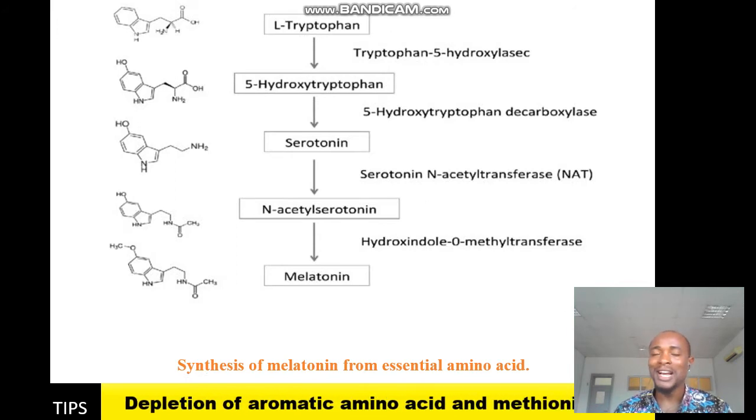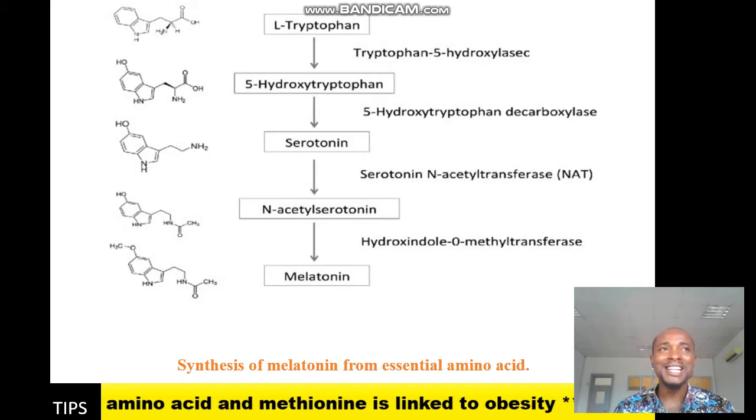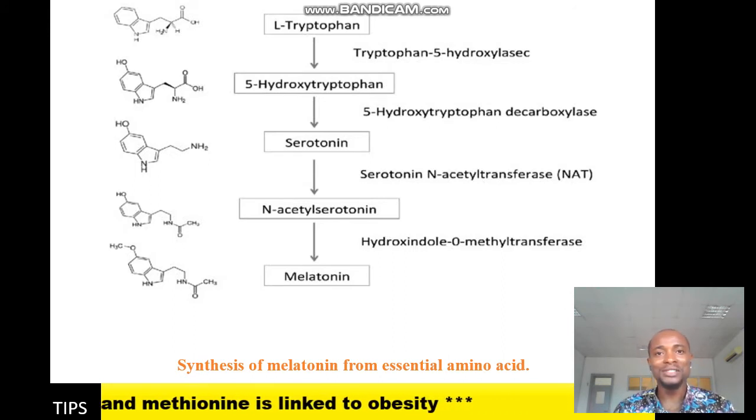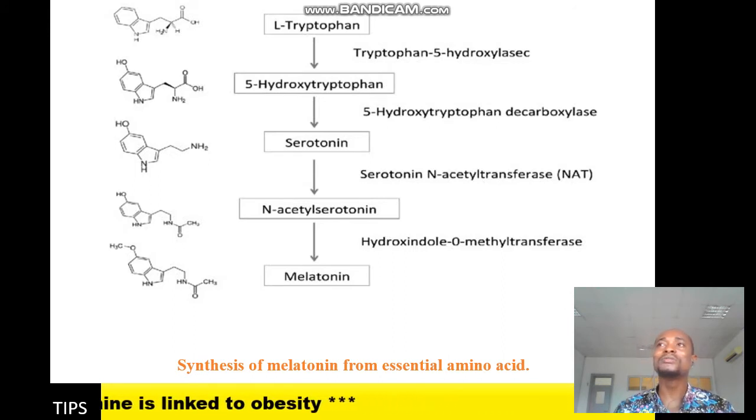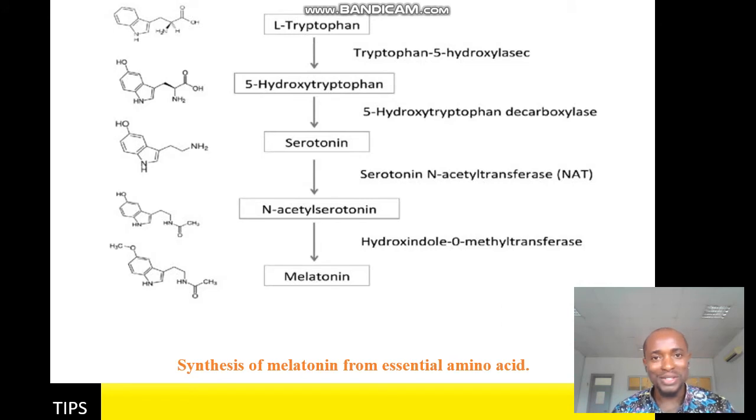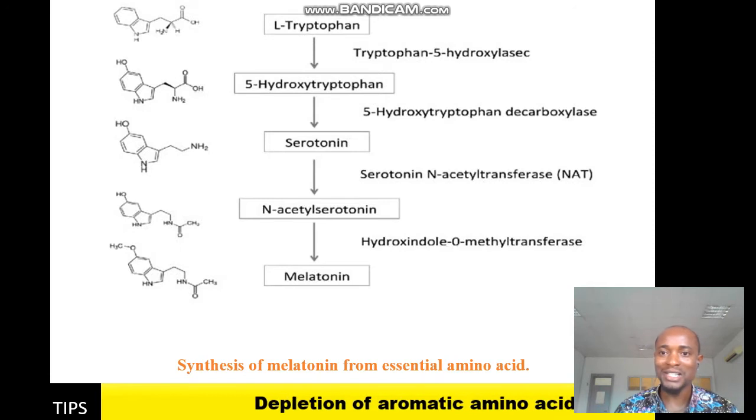Tryptophan, for example, and inhibition of tryptophan will lead to an increase in appetite. When your tryptophan is not enough, you tend to crave food so often, so badly, that you become obese overnight. And tryptophan is basically converted to serotonin in the presence of tryptophan hydroxylase. Serotonin is converted to what? Melatonin, in the presence of hydroxyindole O-methyltransferase.